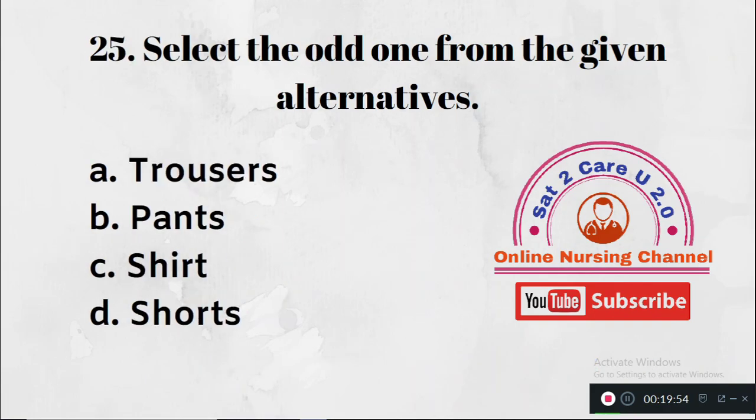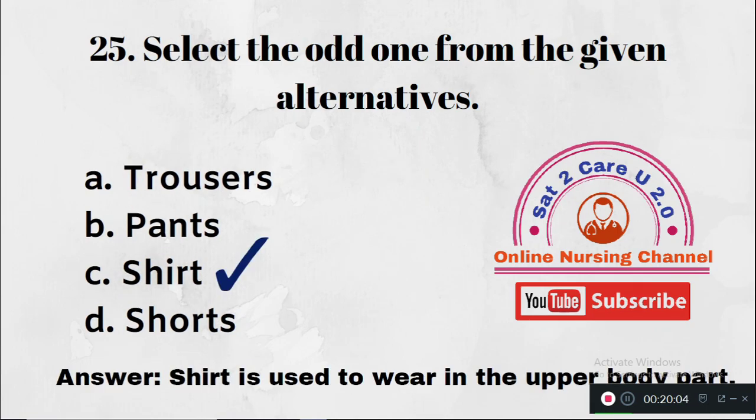Question number 25. Select the odd one from the given alternatives. Very easy. Trousers, pants, shirts, shorts. So the odd one here is shirts. It's used to wear on the upper body, whereas all the others are used to wear on the lower part of the body.